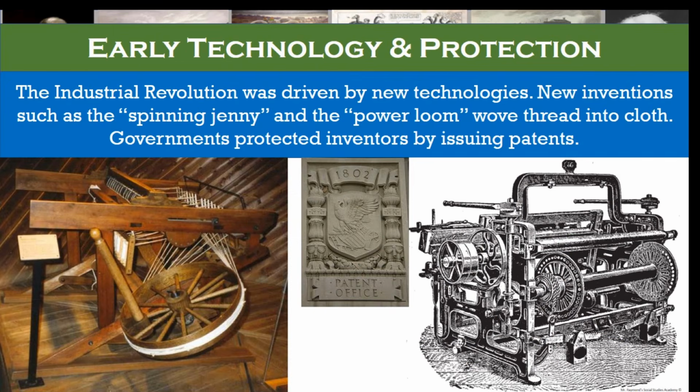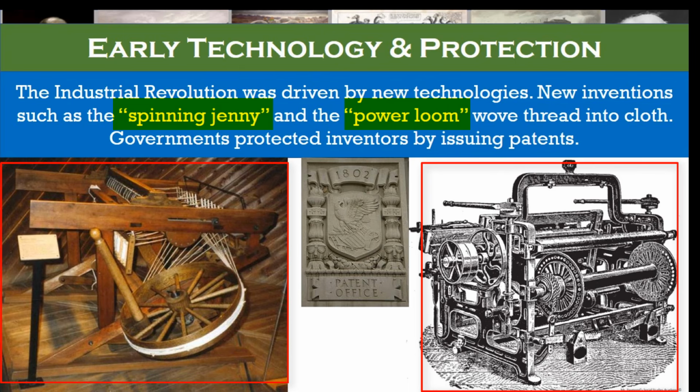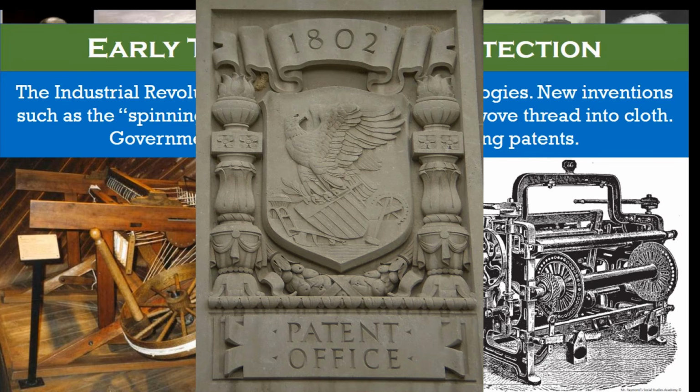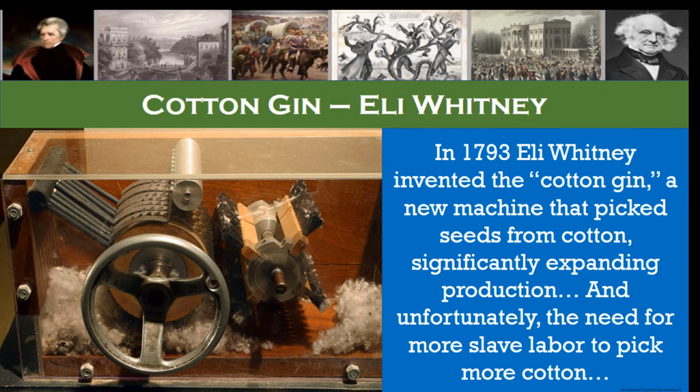New technologies drove the Industrial Revolution. New inventions such as the spinning jenny and the power loom wove thread into cloth. Governments did play a role in capitalism in protecting inventors by issuing patents. In 1793, Eli Whitney invented the cotton gin. This was a new machine that picked seeds from cotton.